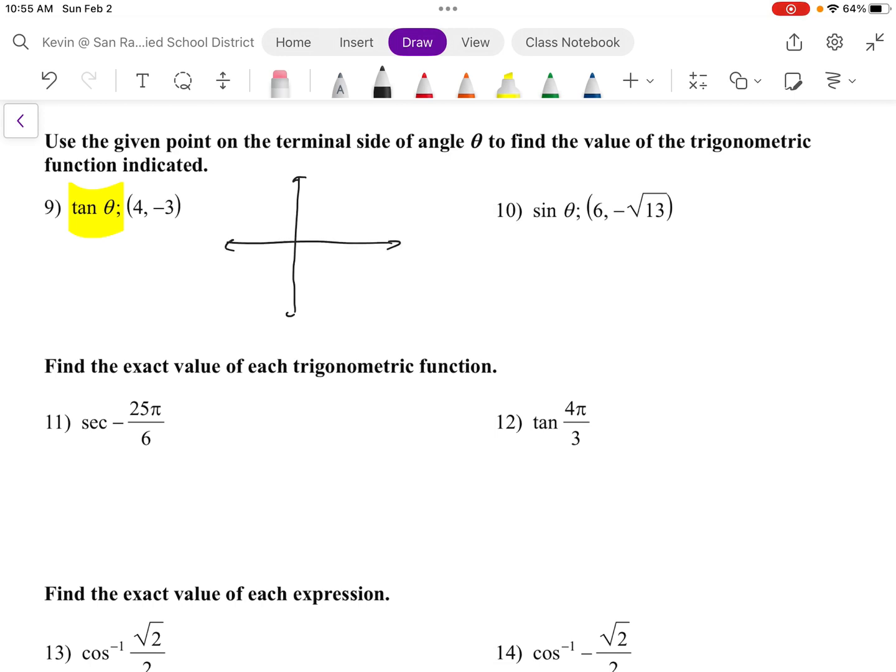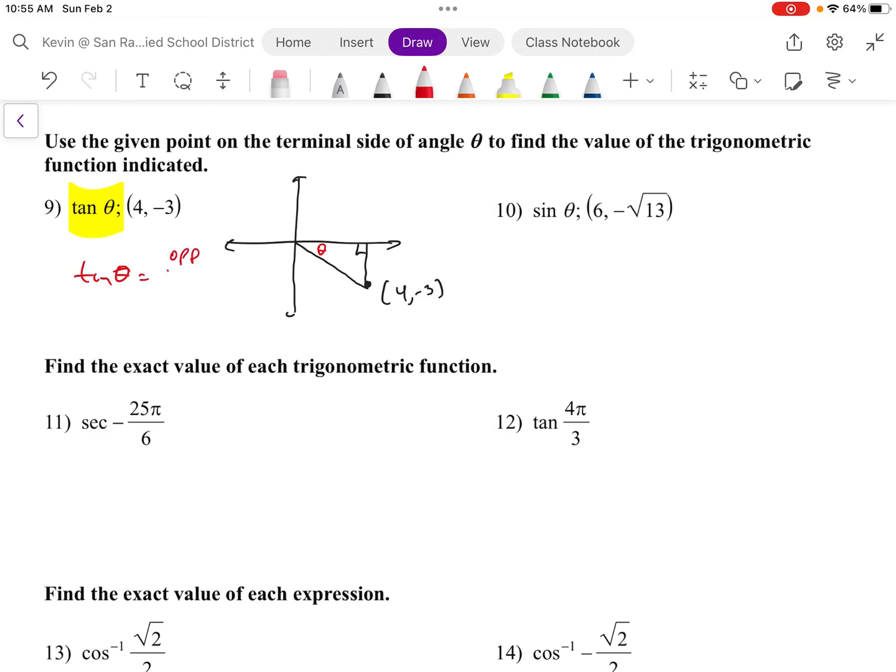So we're going to draw our coordinate plane, and it's going to be 4, -3. So 4, -3, something like that. Here's our triangle coming from the origin. This is our right angle, and this is the theta that we're going to be looking for.